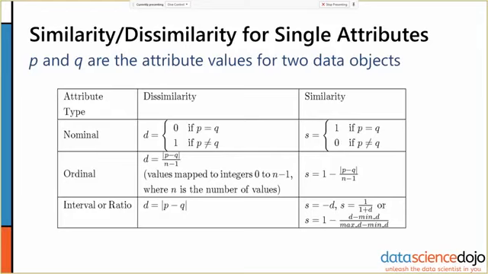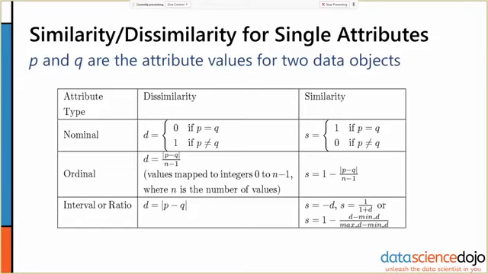So for nominal data, we usually use this sort of binary similarity-dissimilarity measurement, where dissimilarity for nominal is 0 if the two values are the same, and 1 if the two values are different, and exactly the reverse for similarity. For ordinal values, for dissimilarity, we'll often map our values to the integers from 0 to n minus 1, and then take the difference in those integer values and divide by the maximum, giving us a nice measurement between 0 and 1. And for similarity, we take 1 minus the dissimilarity measurement.